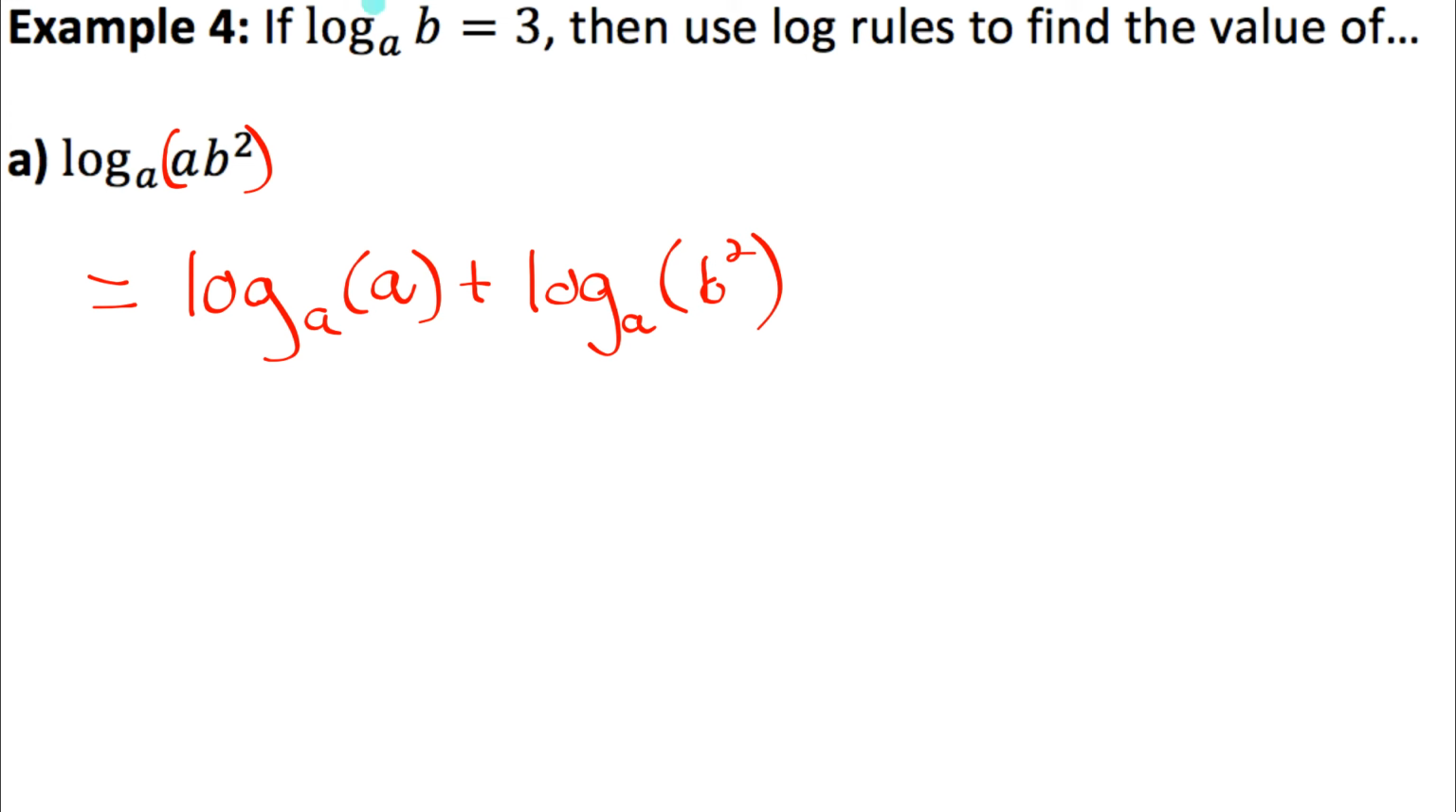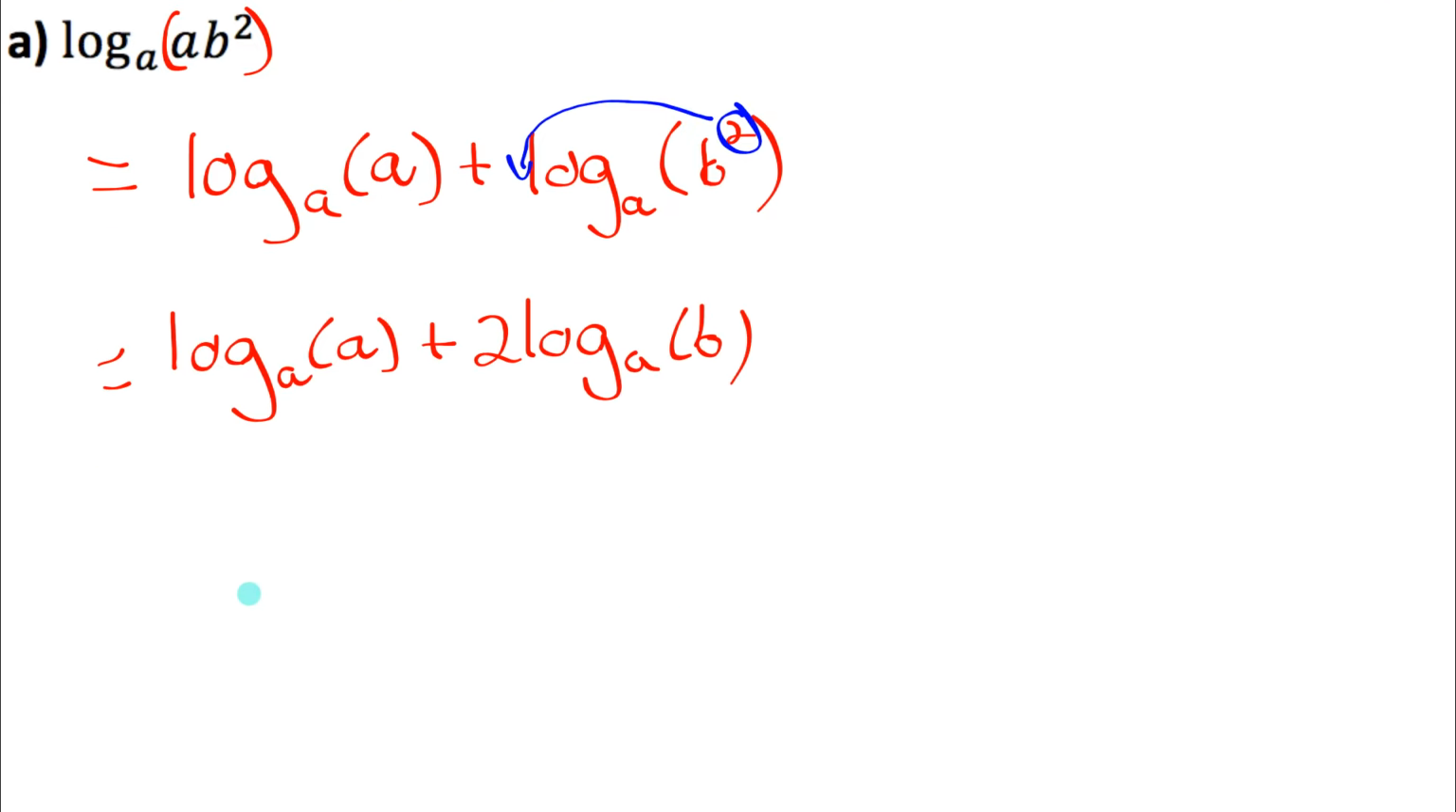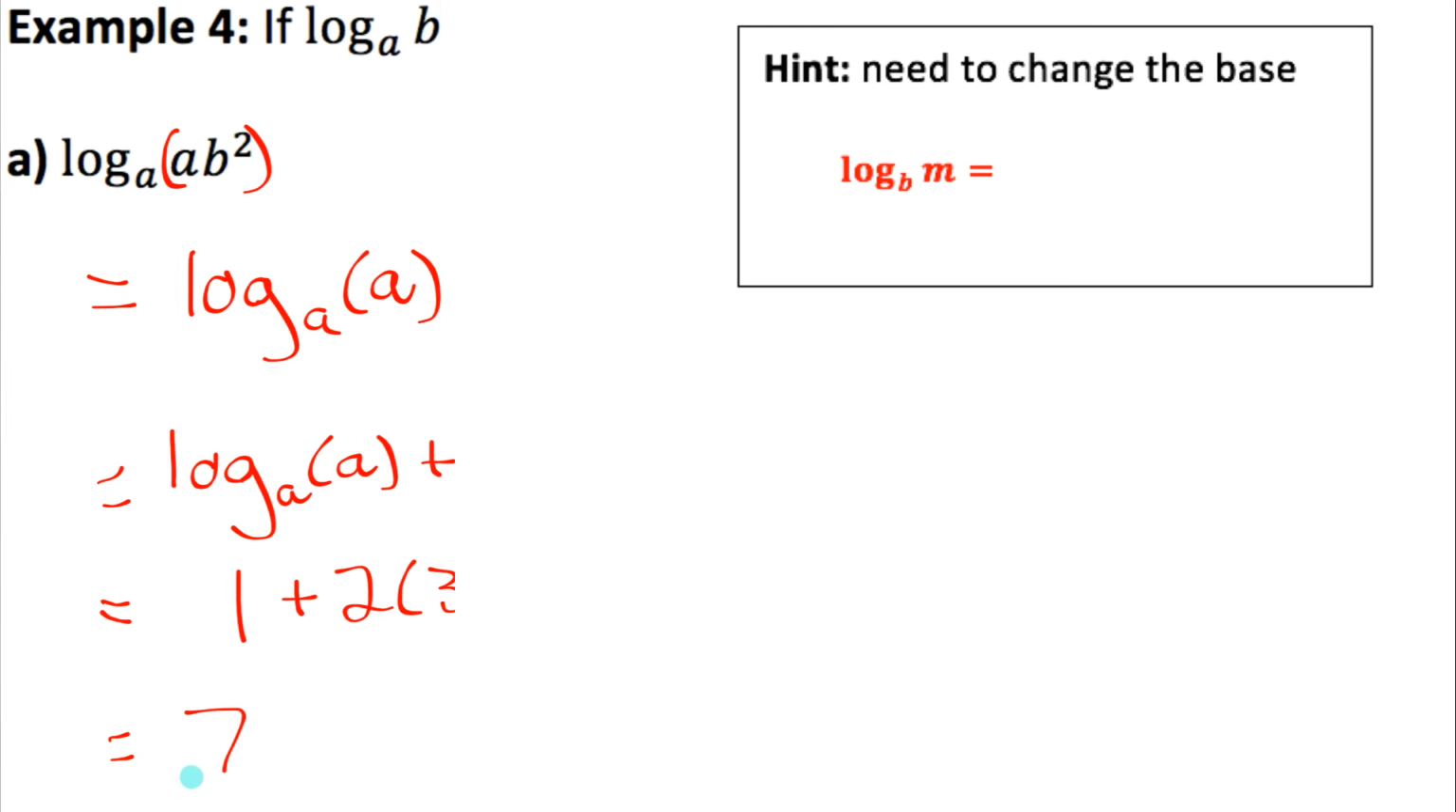And since I want to try and create a log base a of b, I'm going to take this exponent and move it out front. So I now have log base a of a plus 2 log base a of b. And notice I can now evaluate this. Log base a of a, well, what exponent goes on a to get a? That's 1. And it tells me log base a of b is 3. That's my answer, 7. Let's try another one.